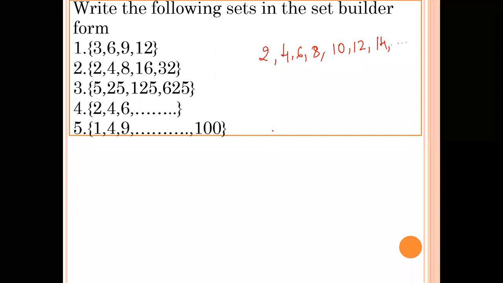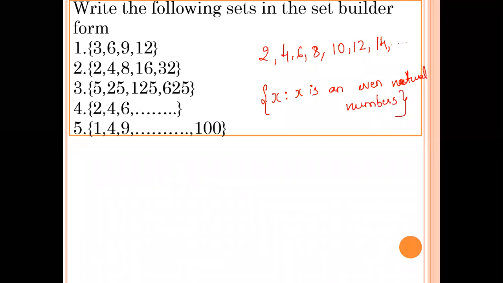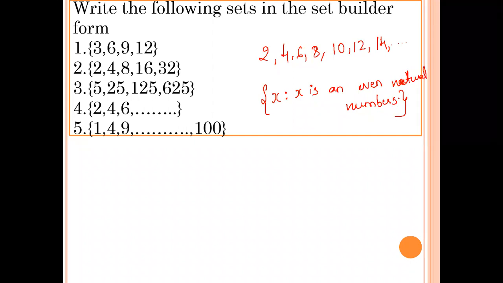Why complicate it too much? We can write it as simply as possible. So what do you write? X such that X is an even natural number. Done. Remember, closing the bracket is very important. Open bracket and close bracket is very important in a set. If you don't close the bracket, even if your answer is correct, you will get 0 marks. So it is very important to close the bracket.